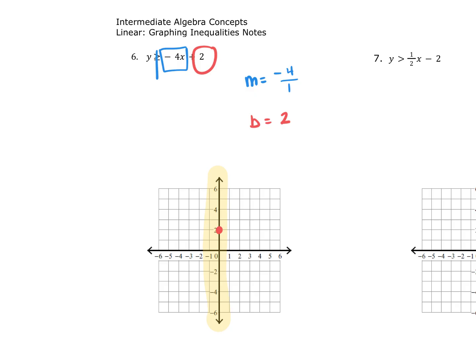So I'm going to go down 4, 1, 2, 3, 4, +1. 1, 2, 3, 4, +1. If I can't go down and to the right, I'm going to go up and to the left. So 1, 2, 3, 4, and left 1.